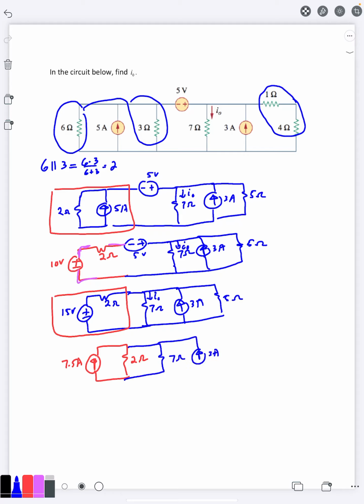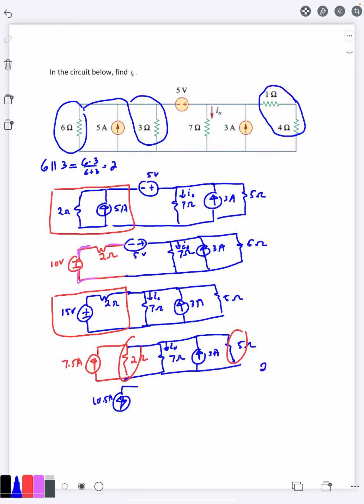And once we get to this point, everything is in parallel with each other. It was really just that middle 5 volt source that was messing up the parallelness, but now everything is in parallel. And so I can combine the 2 current sources together. 7.5 going up and 3 going up is 10.5 going up. I'm going to go ahead and combine not all the resistors, but the 2 ohm and the 5 ohm. I'm particularly not combining the 7 ohm here because that has the I naught I'm looking for.